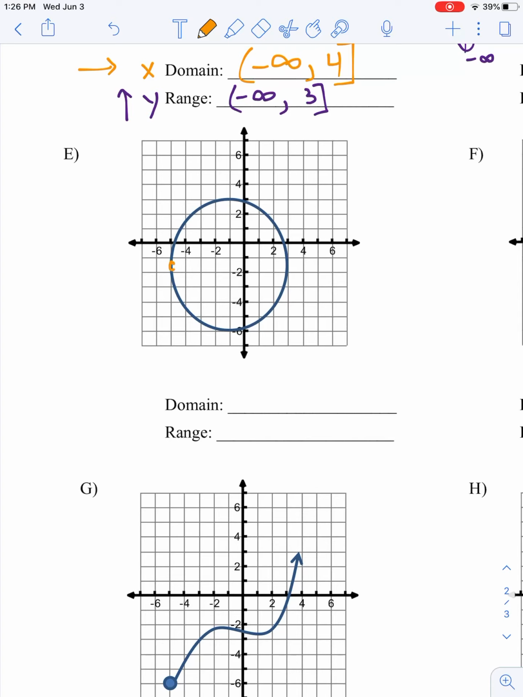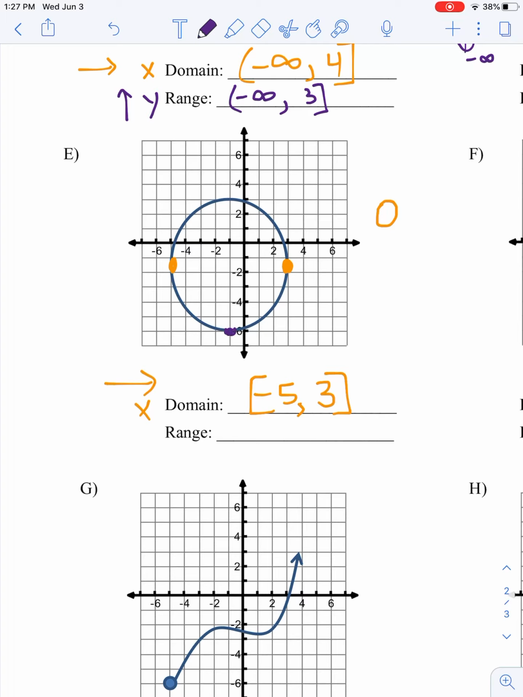So for domain, I'm looking at the furthest point to the left, furthest point to the right. And what are those x values from left to right? So to the left, it looks like I start at -5, and to the right, I stop at 3. Now, are there open or closed circles? Well, an open circle is going to be pretty obvious. So if you don't see an open circle, then you assume it's closed. And if it's closed, we use brackets.